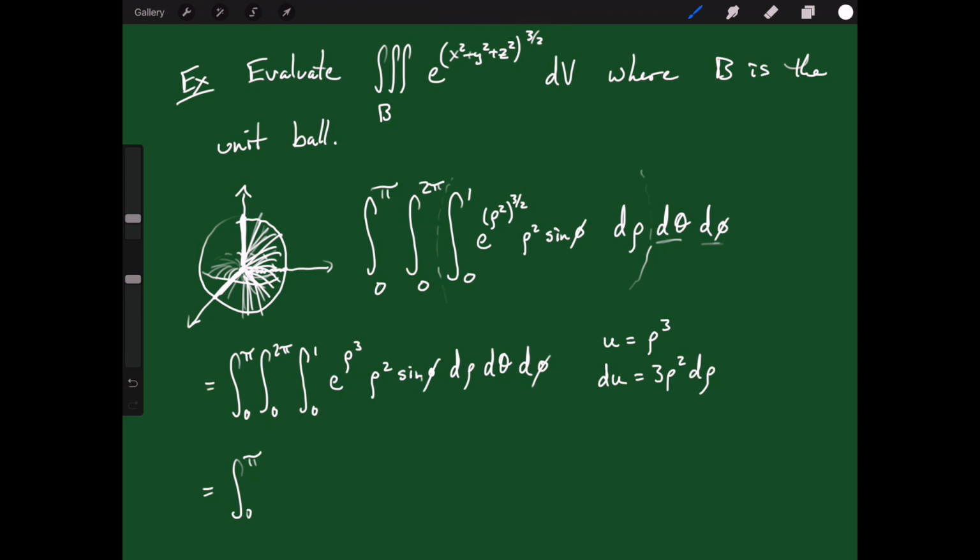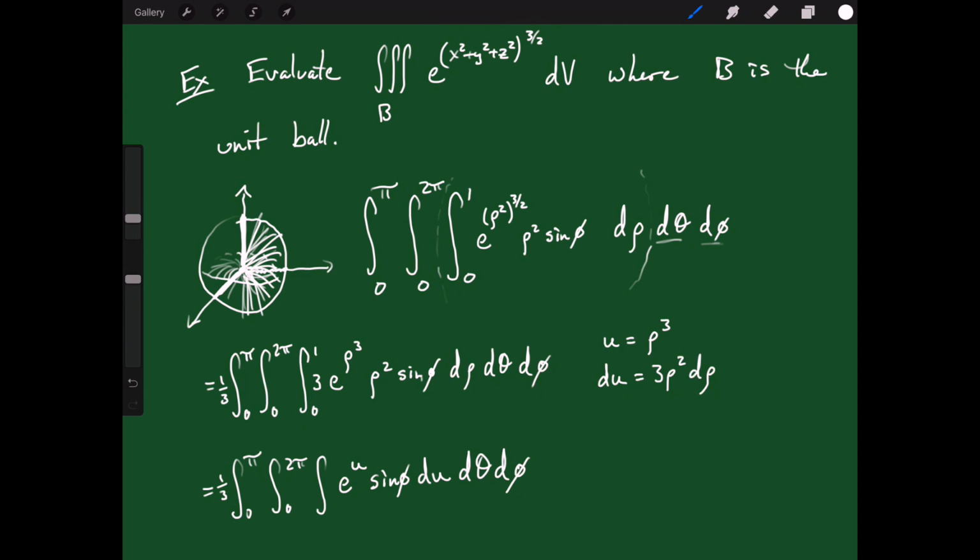Let's see, I guess I need a 3 in there to make this substitution. So I'll put in a 3, which means on the outside I could put in a 1/3. So I need a 1/3, integral from 0 to pi, integral from 0 to 2 pi. And then I'm going to make a substitution, and it's going to give me e to the u sine phi du d theta d phi.